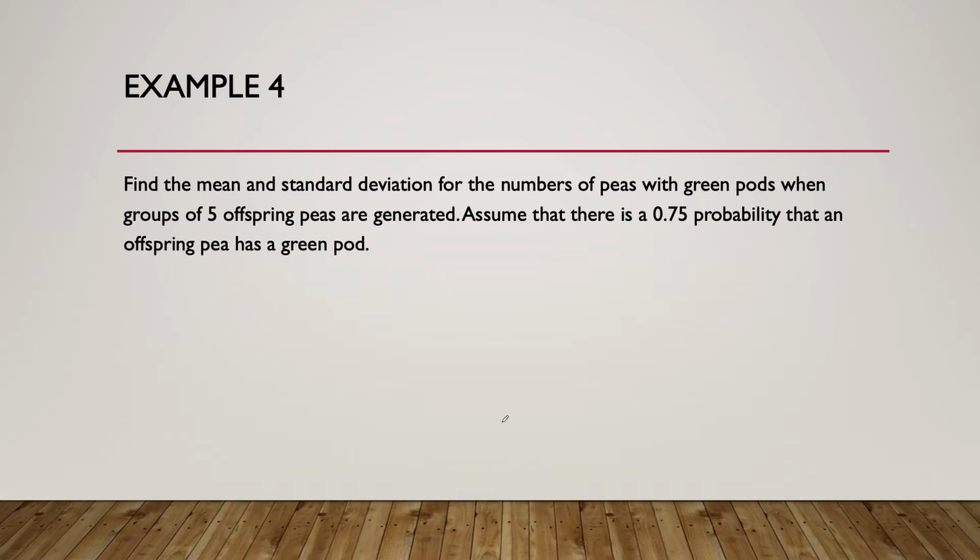So, for example, find the mean and standard deviation for the number of peas with green pods when groups of 5 offspring peas are generated. We want to assume that there is a 0.75 probability that an offspring pea has a green pod, just like a lot of these examples have been. So for this, we are using an n of 5, probability of success of 0.75, probability of failure is 0.25.